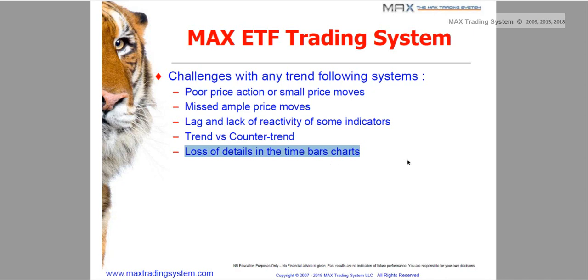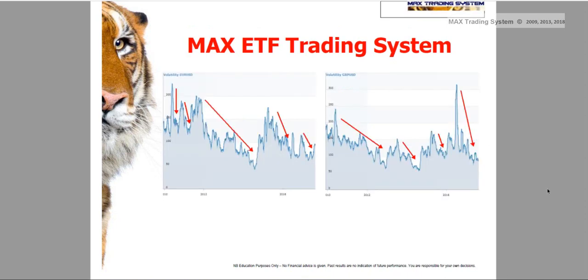And so we may miss some opportunities in such a case. And so these are, in fact, the challenges the MAX ETF tries to solve. Just to illustrate the loss of momentum and volatility, but especially momentum, we have seen over years, this is an example of how the average daily range of some pairs, in this case the euro US dollar and the pound US dollar, have evolved during the last 8 years.